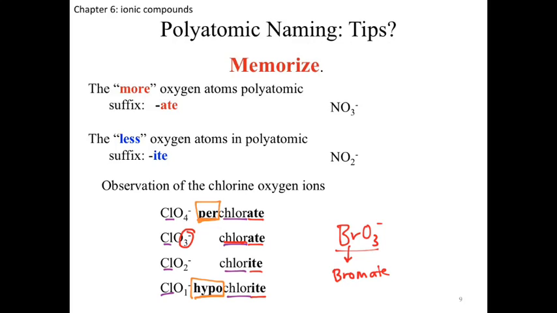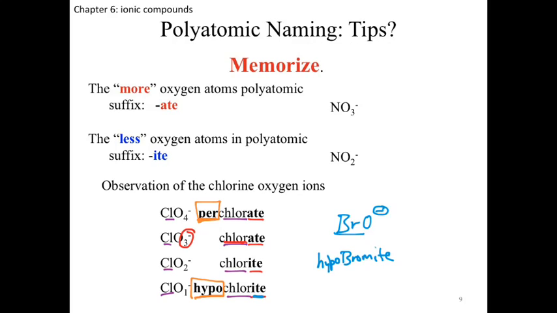Oh, well, that's it. Okay, well, what if I changed up the formula just to be obnoxious? Let's try BrO minus. Again, we'll use the root, brom. With one oxygen, I have an ite ending, so it'll be bromite. But remember, I have more than 2 ways to combine oxygen into this, so I also need the hypo. So the name for that compound is hypobromite.